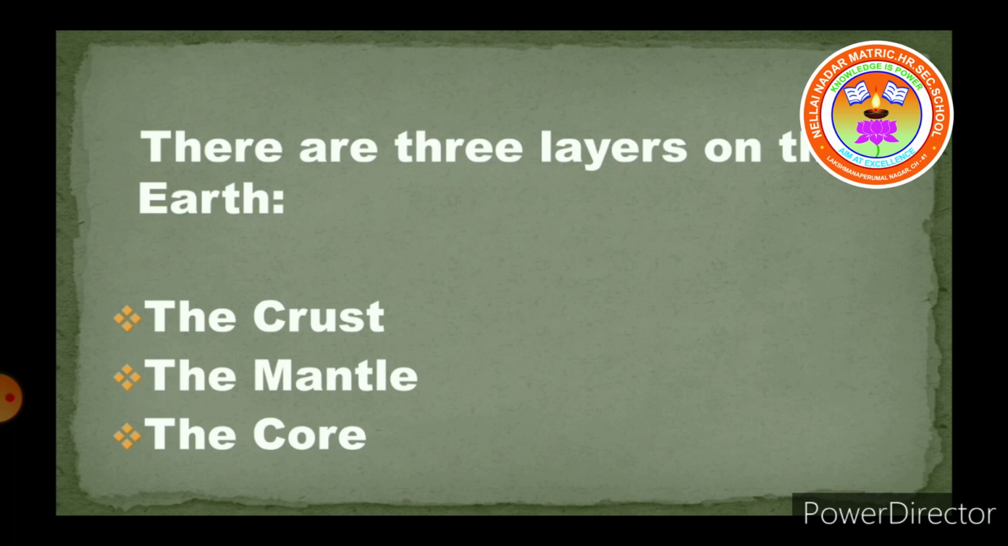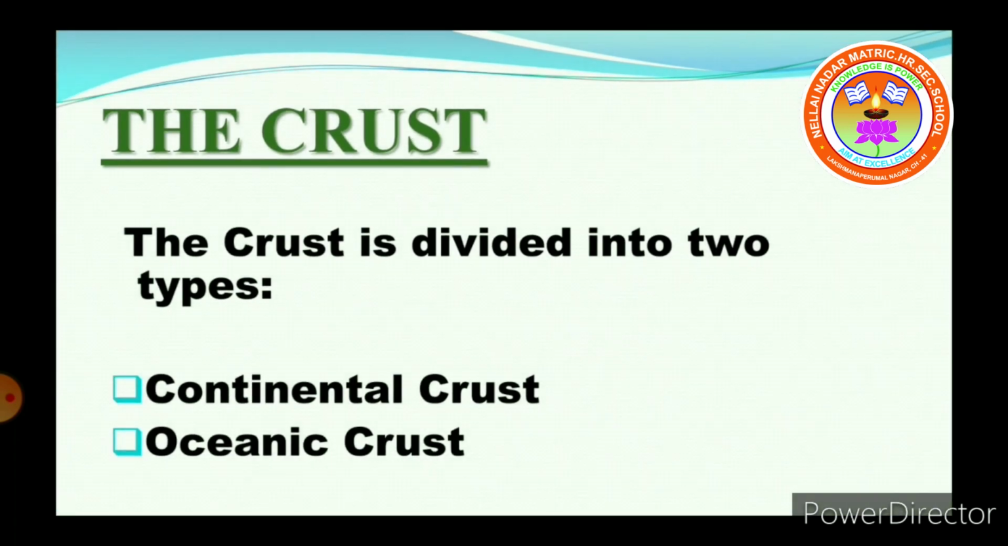First, we see about the crust. The crust is the outermost layer of the earth. It is a hard layer. Its average thickness varies from 5 to 30 km. It is also called the lithosphere. The crust is otherwise called the lithosphere.